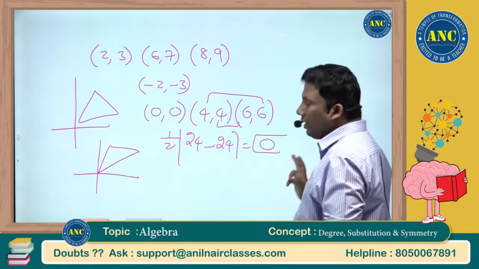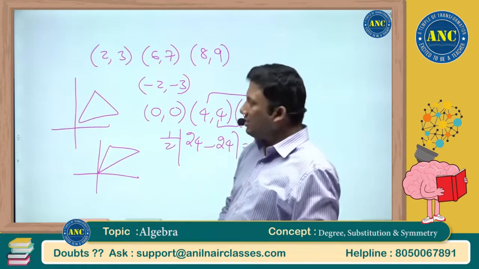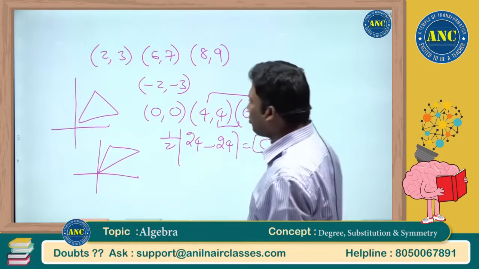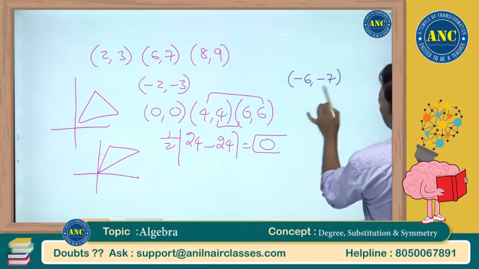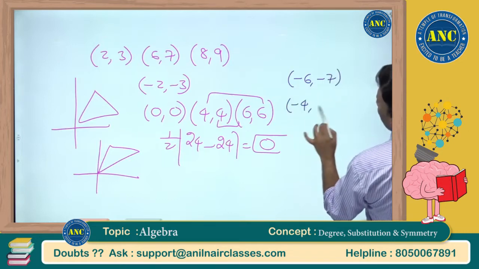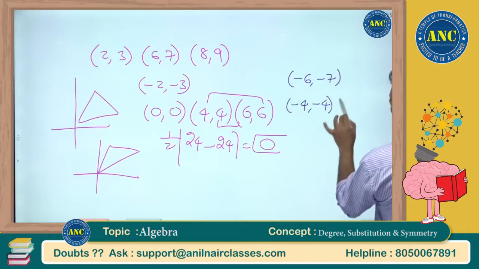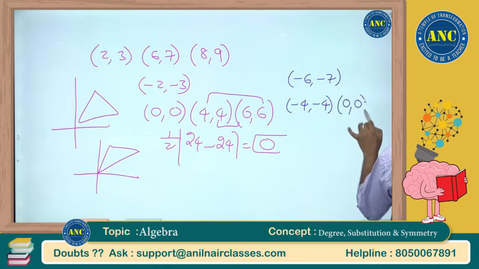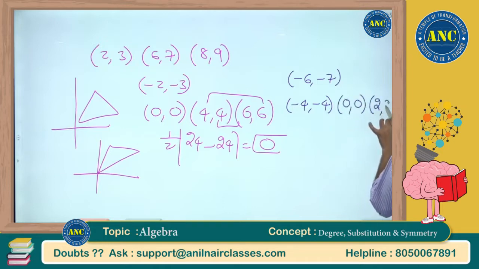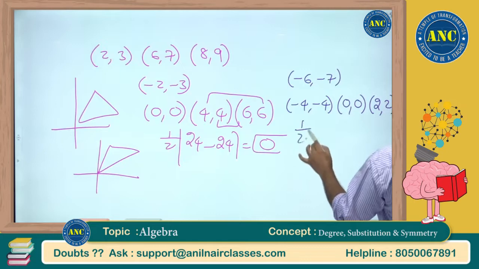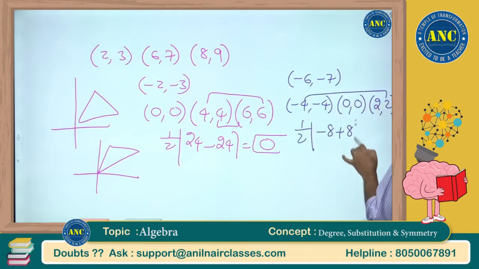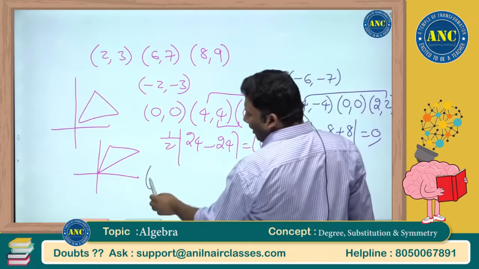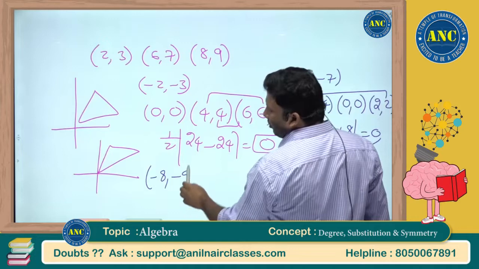What do you mean by collinear points? They all lie on the same line. I did it with -2, -3. Sir, can I shift it with -6, -7? 2 minus 6 is -4, 3 minus 7 is -4. Next is 0, 0. 8 minus 6 is 2, 9 minus 7 is 2. Half of x1 y2 minus x2 y1 is again 0. Sir, can I shift it with -8, -9? That also will give you the answer.